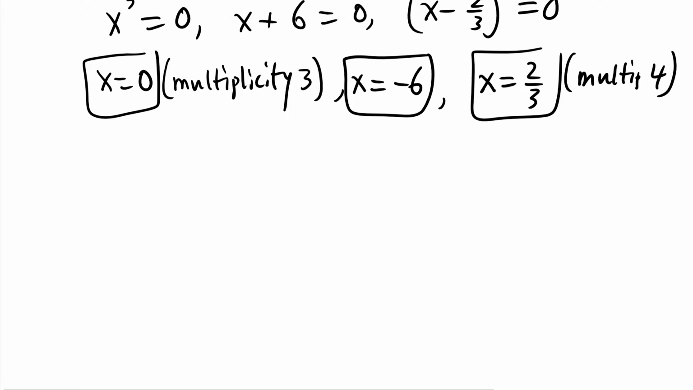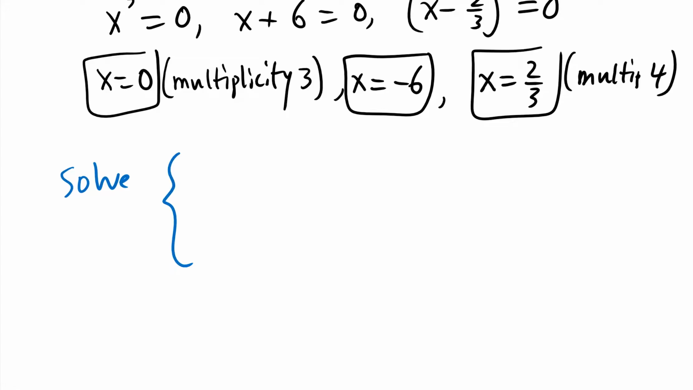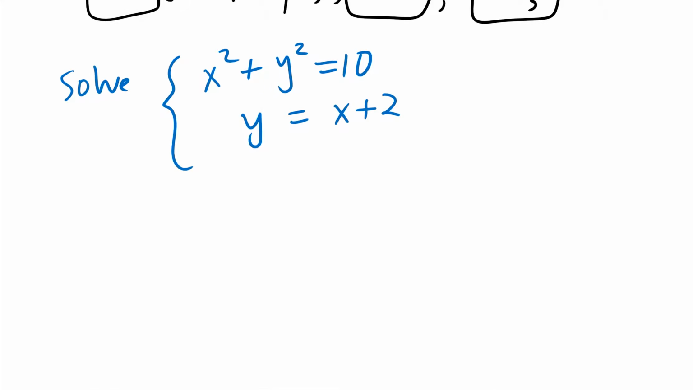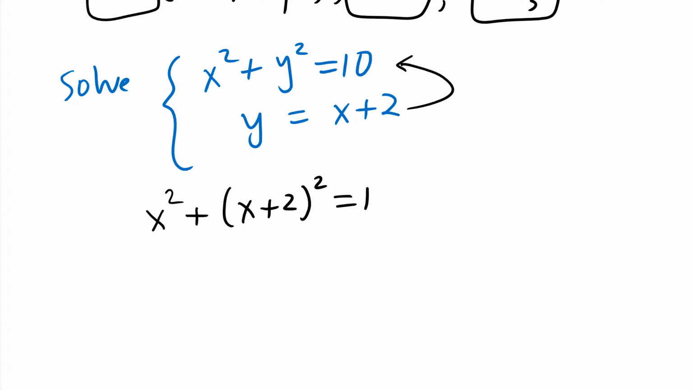Next one, we can be asked to solve a system of equations like this: x squared plus y squared equals 10, and y equals x plus 2. This is a system of two equations where quadratics are involved. The easiest way to solve such equations is by substitution. So you take y equals x plus 2 and substitute into the first equation. So that becomes x squared plus (x plus 2) squared equals 10.